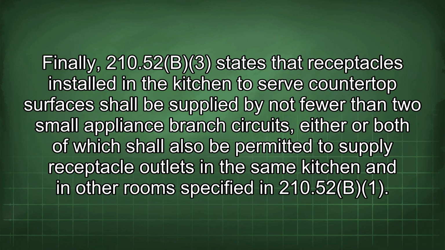Finally, 210.52(B)(3) states that receptacles installed in the kitchen to serve countertop surfaces shall be supplied by not fewer than two small appliance branch circuits, either or both of which shall also be permitted to supply receptacle outlets in the same kitchen and in other rooms specified in 210.52(B).